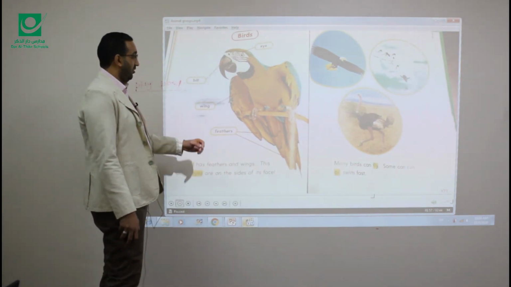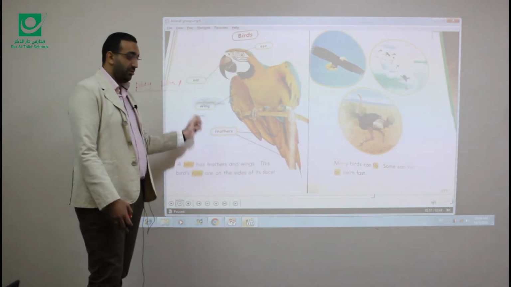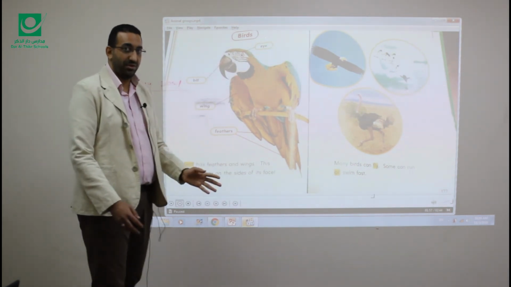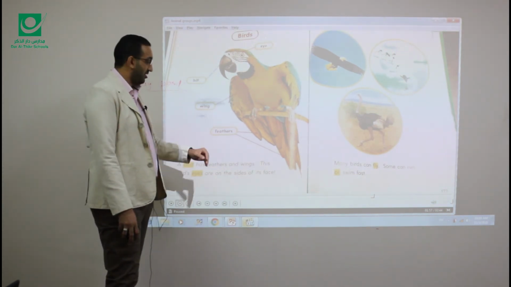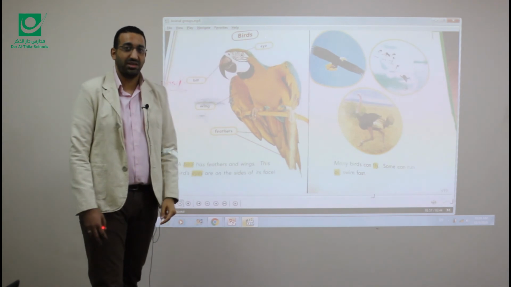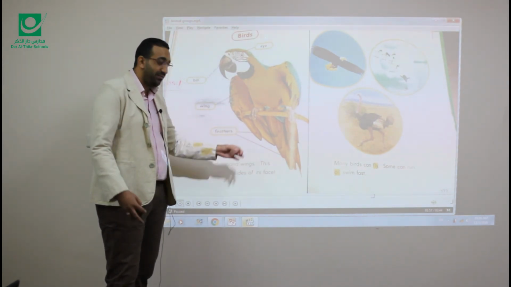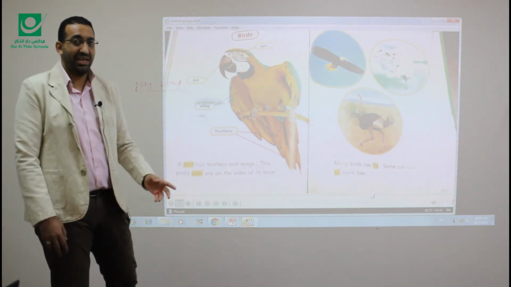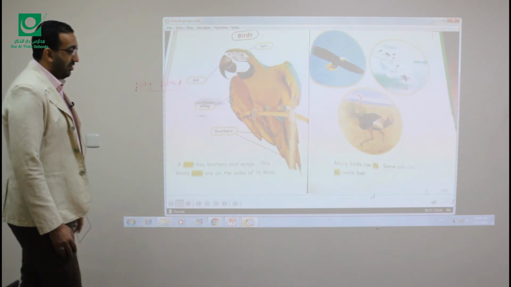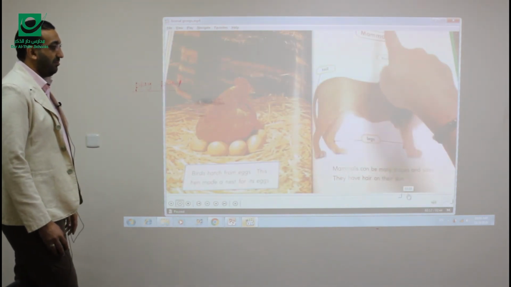Number 4, we talked here about birds. And the features of birds: eye, bill, wing. Surely the only animals who have wings are birds. And number 2, their body is covered with feathers. That's called feathers, not scales, not skin as we have. They have feathers.